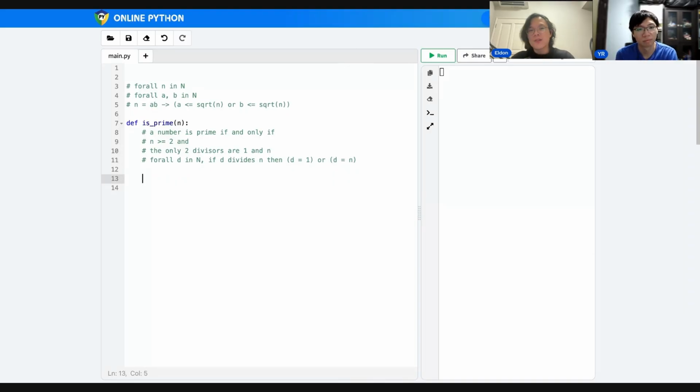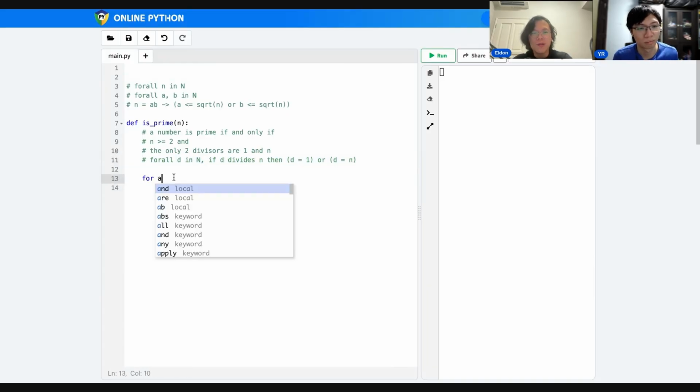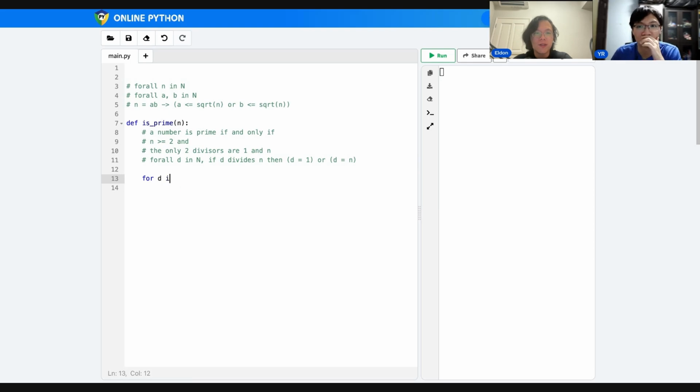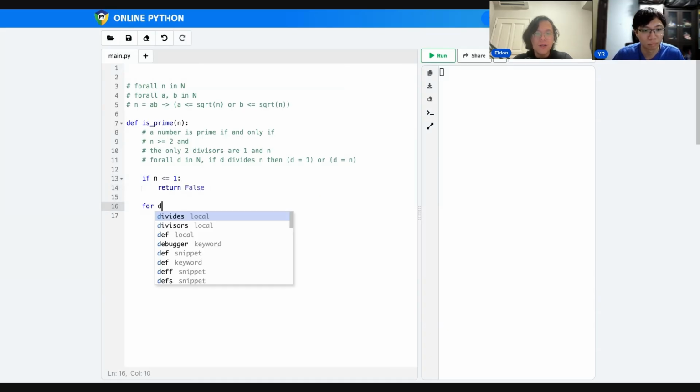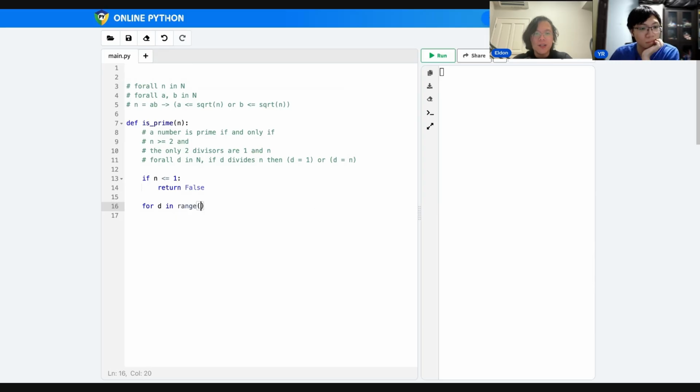So let's literally try implementing this statement. You would probably do something like: if n is less than or equal to one, we return false, not a prime. If not, we do for d in range 2 to n, because range, by the way, is left inclusive, right exclusive, so this will iterate up to value n. If you don't believe me, let's test it out. So print d, and let's see what this does.